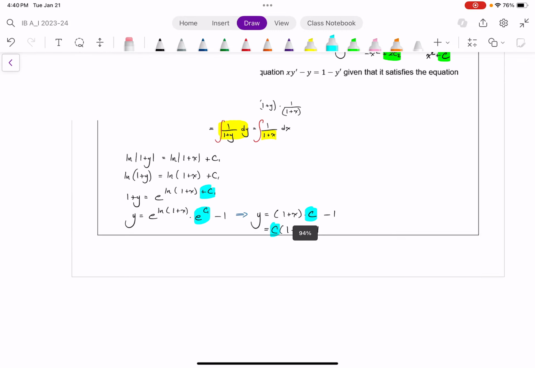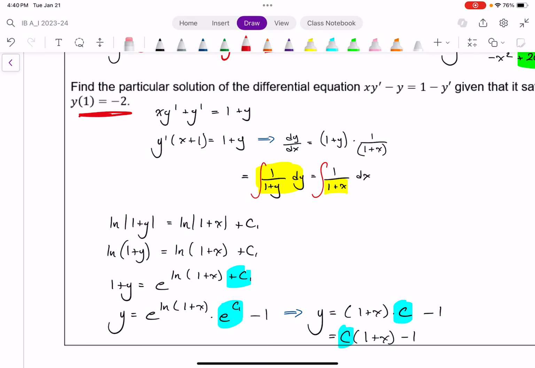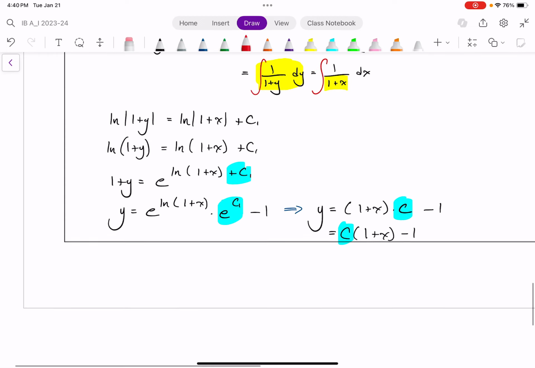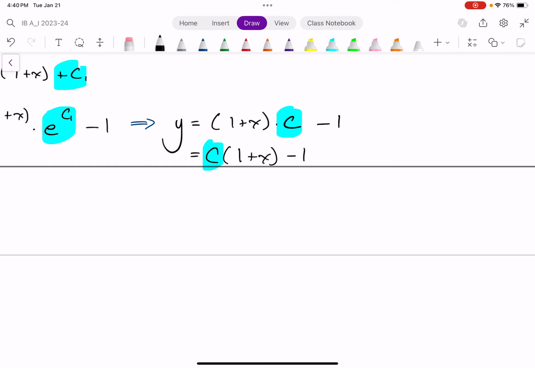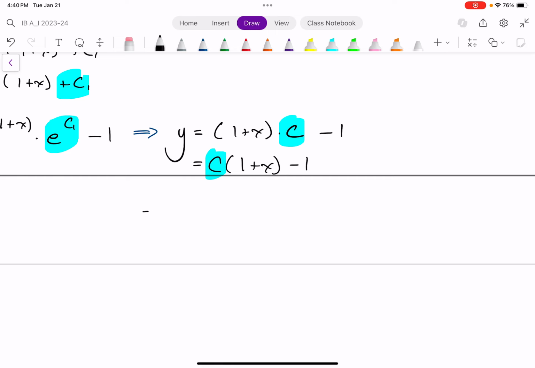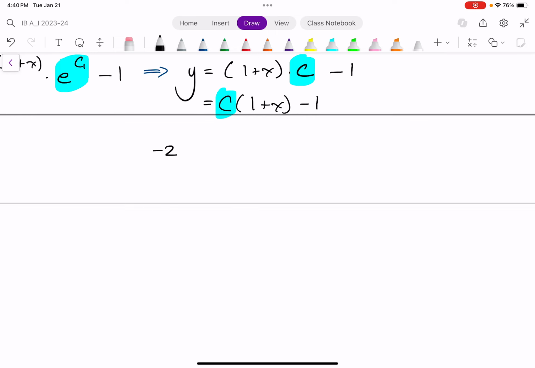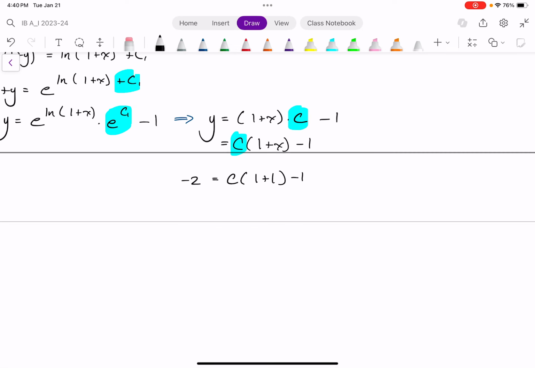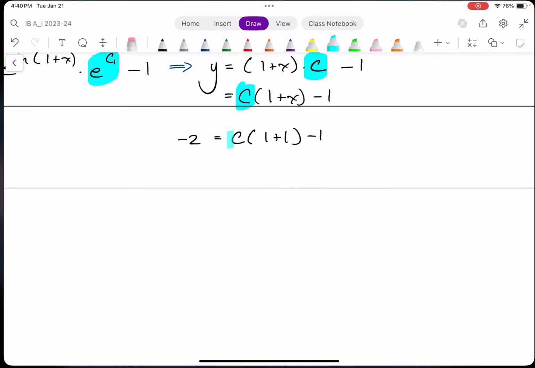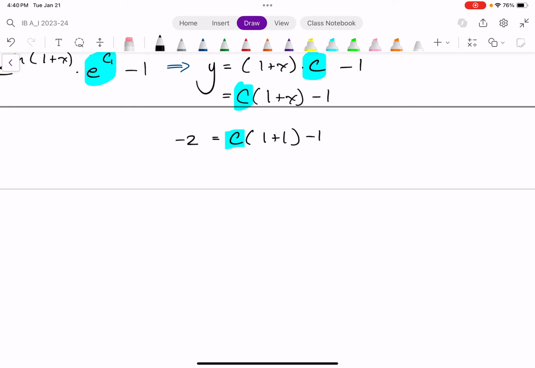But we want the particular solution, knowing that y of 1 is -2, which means when x is 1, y is -2. Well, let's go back here. When x is 1, y is -2. So now I can find the particular solution by using that fact and writing off the bottom of my page. -2 equals c times 1 plus 1, take away 1. Because again, it tells us in the question, when x is 1, y is -2. And then I can quickly solve for c. It takes very little work to get that c must equal -1/2.